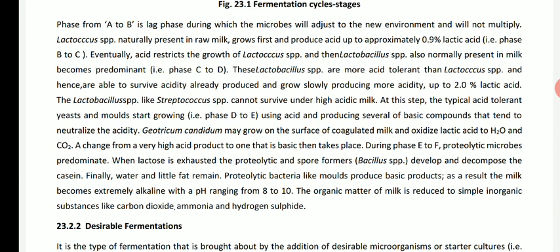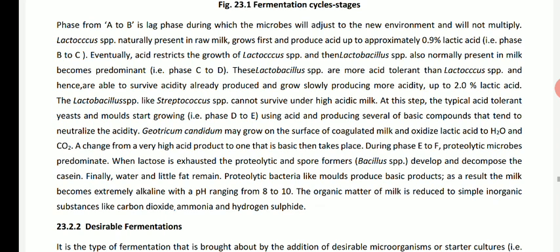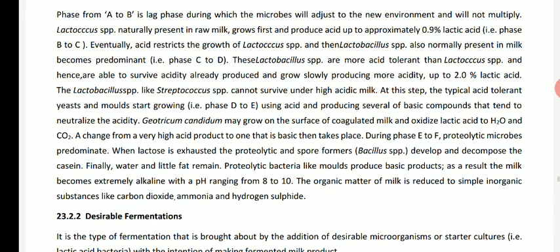So in this step, the typical acid tolerant yeast and molds start growing, that is phase D to E, using acid and producing several basic components that tend to neutralize the acidity. Geotrichum candidum may grow on the surface of coagulated milk and oxidize lactic acid to water and CO2. So a change from a very high acid product to one that is basic takes place. Okay, so an overall acidic medium gets shifted to basic condition.